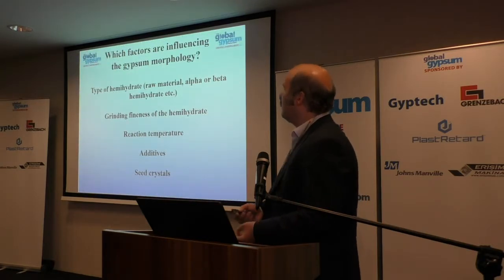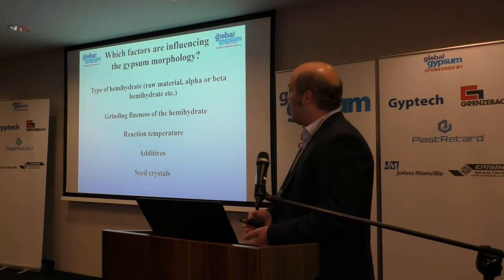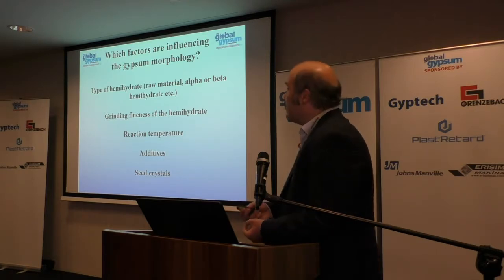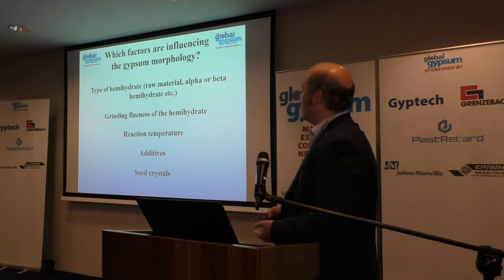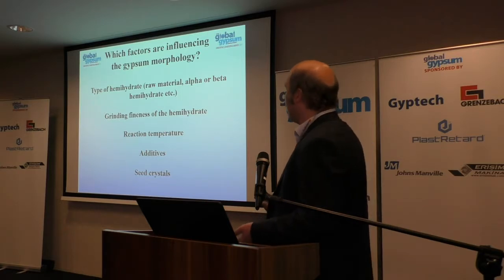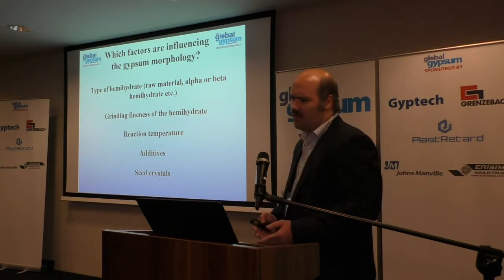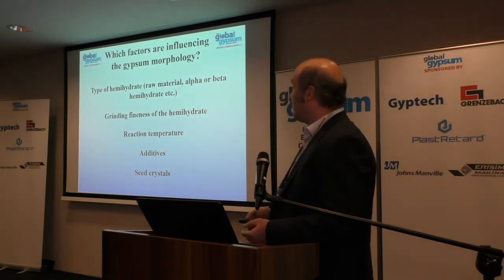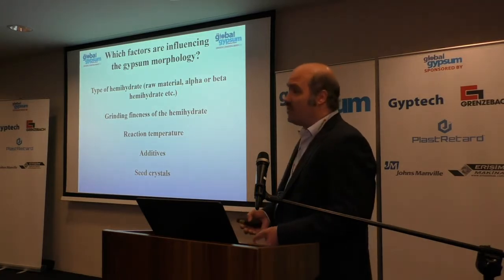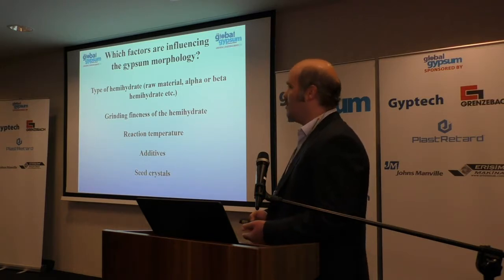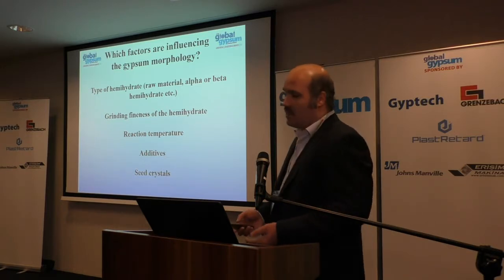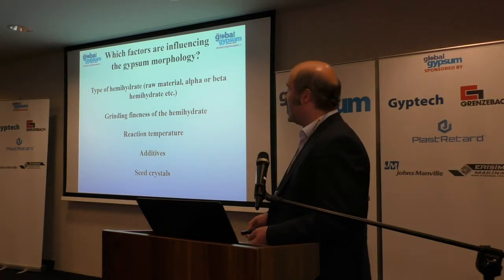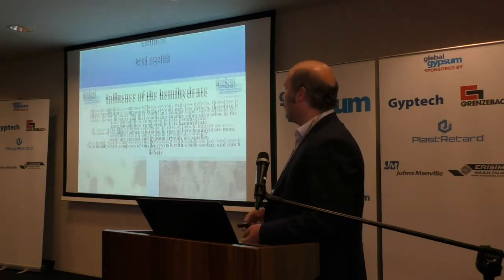Therefore, let's have a look at how to influence that morphology. We have different ways to do that. We could start with different raw materials. You could use alpha or beta hemihydrate, and in both cases you could produce them a little bit differently, so you get different properties. The grinding fineness of the hemihydrate has a large influence. The reaction temperature, additives, and seed crystals also influence that. We will go step by step to have a look at what happens.